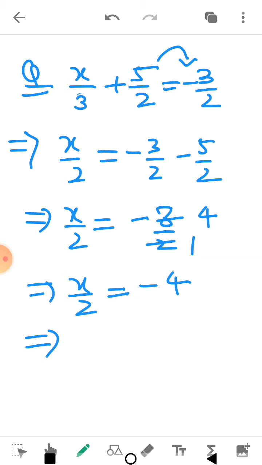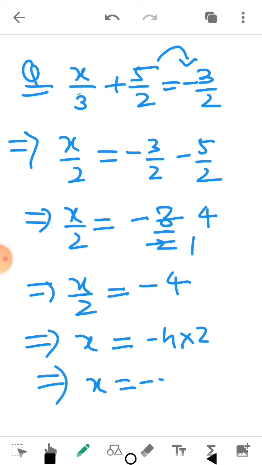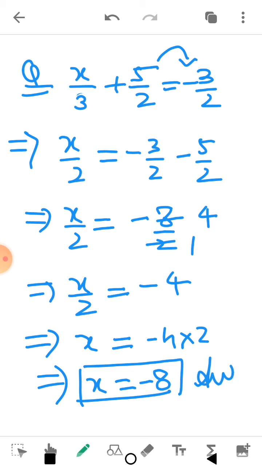Now 3 is in the division form at the left side. When it goes to the right side, it becomes multiplication. Okay, clear? Therefore x will be minus 12. Answer will be minus 12. Okay, have you understood this equation? Okay.